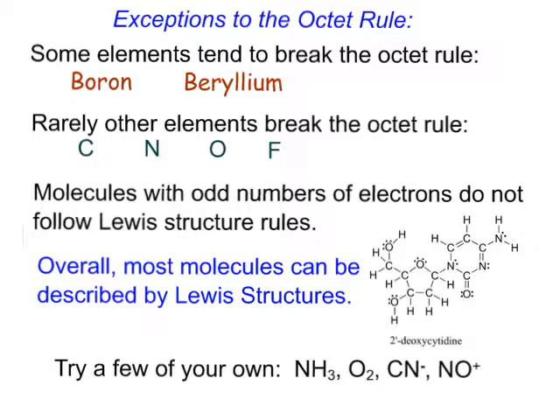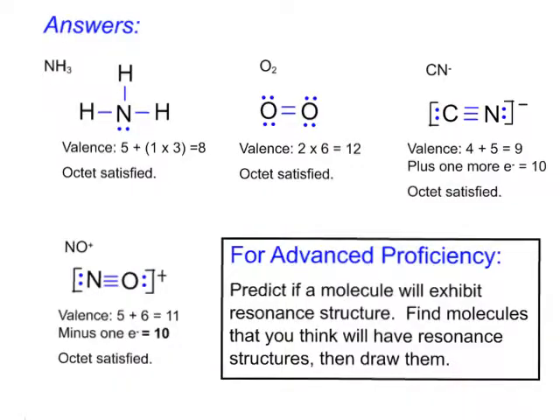You can pause this and then check, and I will give you the answers. Here are the answers to the problems that I'm sure you have done really well on. Here is the ammonia molecule. The valence electrons, a total of 8. The octet is satisfied for all of them if you drew it like this. Here is an example for the diatomic oxygen molecule with the 12 valence electrons, and the octet is satisfied.